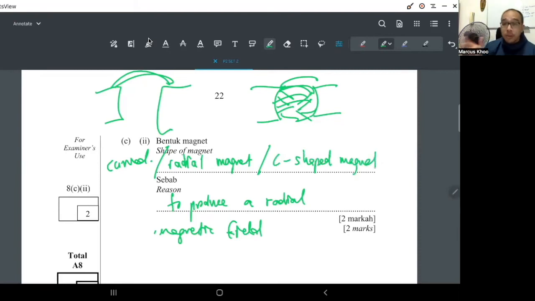Okay, also can be mentioned. But we call this a radial magnet because it produces a radial magnetic field. But we cannot say C-shaped magnetic field. Definitely cannot. The shape of the magnet is C-shaped, definitely can. But we cannot say C-shaped magnetic field. The magnetic field is radial. So we can use curved magnet, radial magnet, C-shaped magnet. Either one also can. Not really a problem.